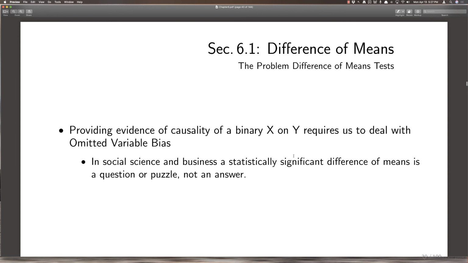In social science and business statistics, a statistically significant difference of means is a question or a puzzle. It's not usually our answer, right? If I look at two different groups in society and some dependent variable for those two groups is different, well, that's a puzzle. That's a question. Why would it be different for those two groups? If I look at, say, income for males and females, and I see a statistically significant difference, I haven't shown anything causal whatsoever.